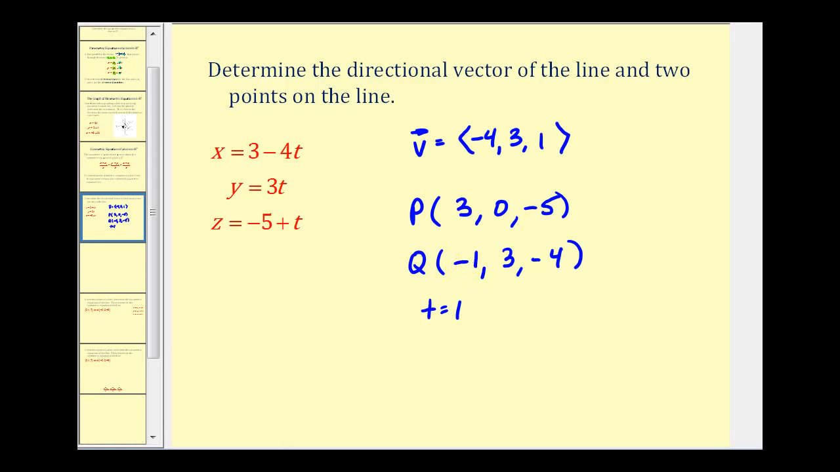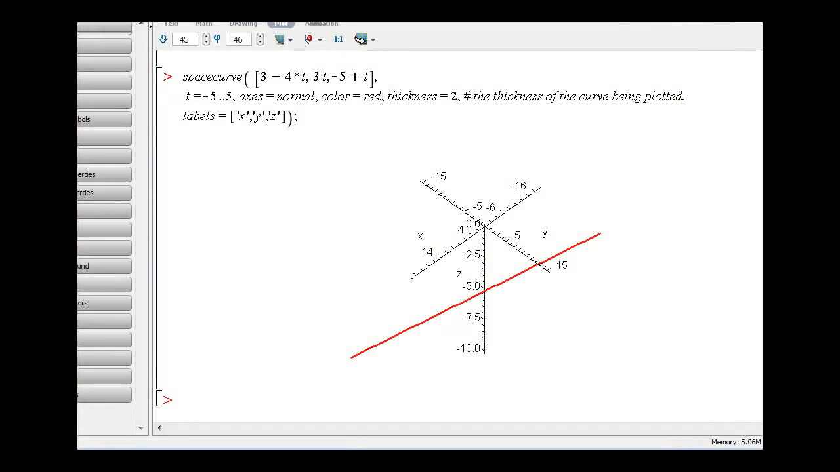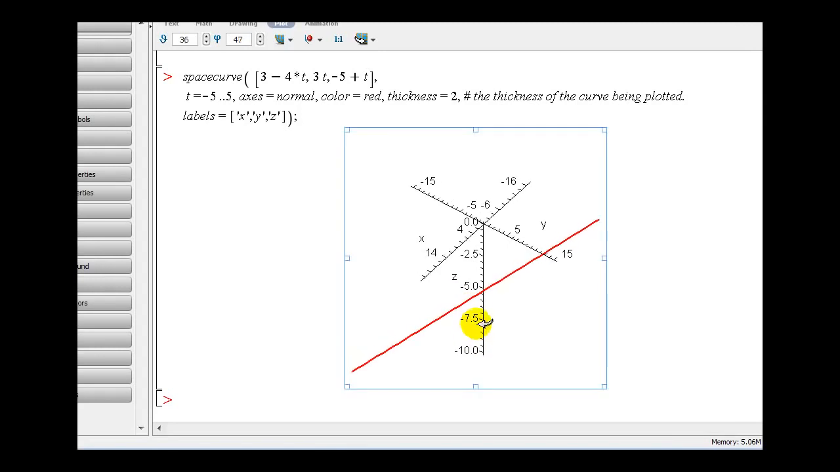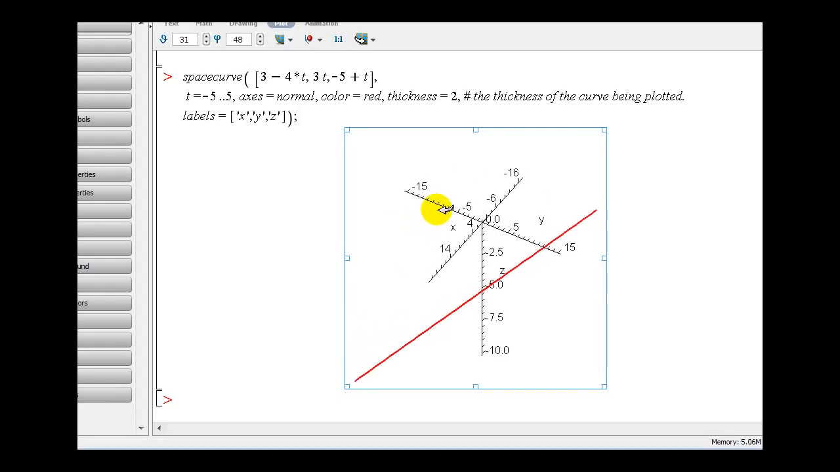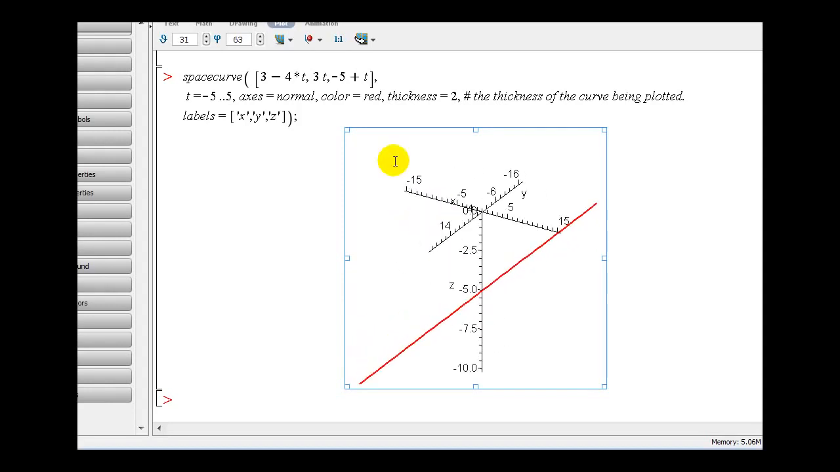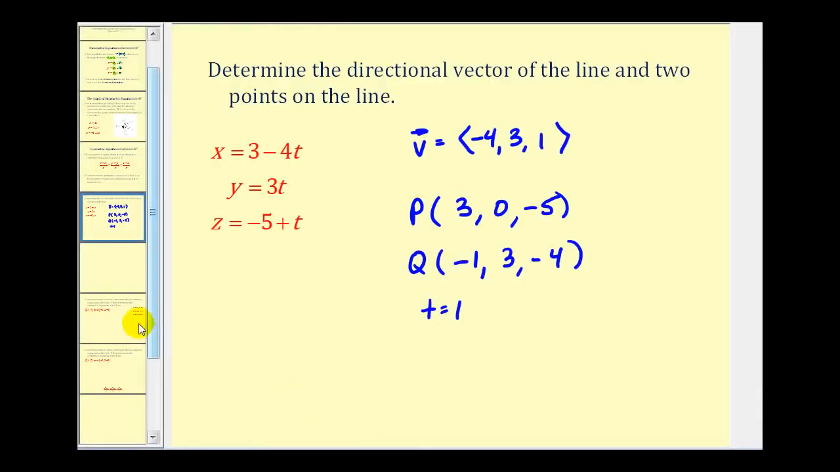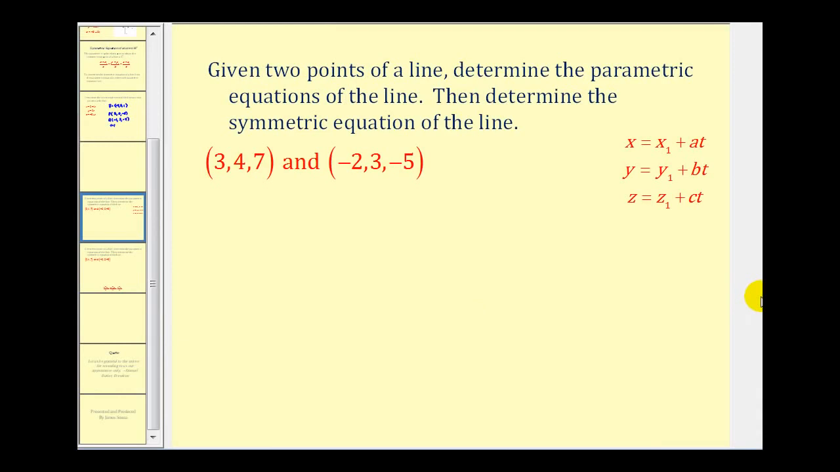Let's go and take a look at the graph of this line. Here it is in red, and again, if we rotate this coordinate system, we get a better idea of the line's orientation in space. Notice the line is below the xy plane until t is greater than positive 5. So the orientation of this line would be from left to right as t increases. Let's go and take a look at another example. Here we're given 2 points on a line. We want to determine the parametric equation of the line and then also determine the symmetric equation of the line.